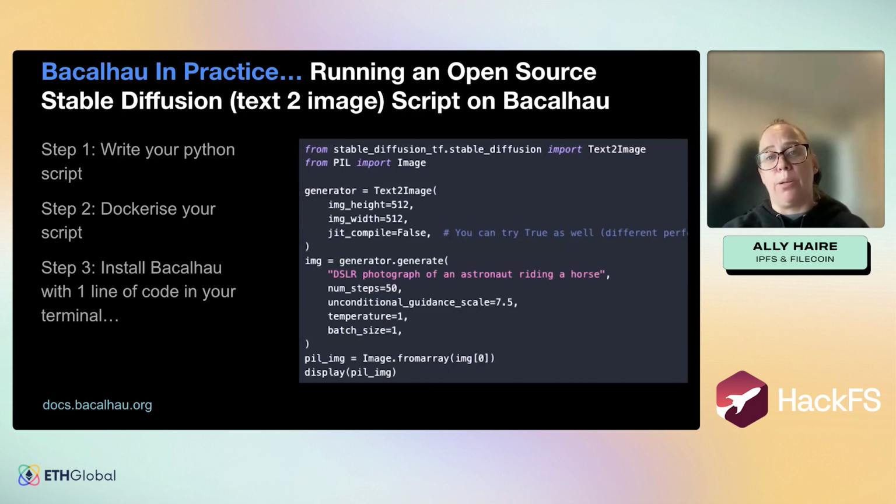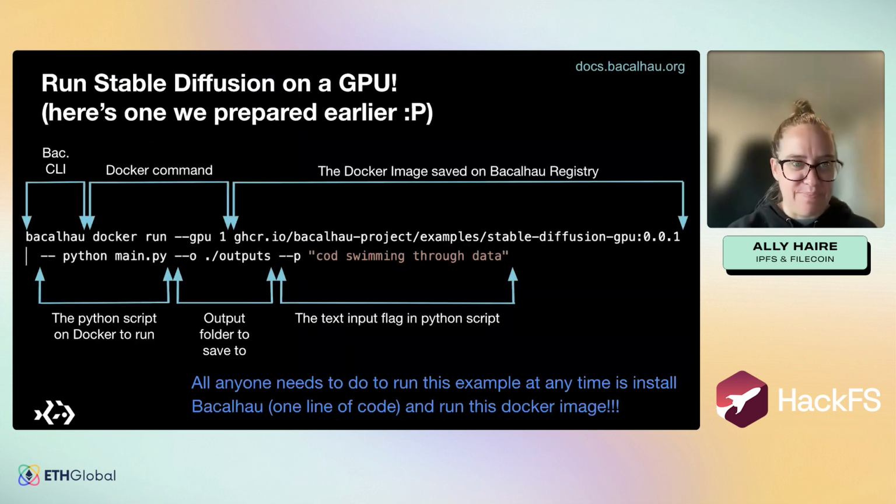Then to use this script on Bacalhau, you really just have to Dockerize it. And finally, install the Bacalhau CLI. If you're going to use Bacalhau, you've got to install it, but it's just one line of command line code, I swear, super simple. You can then run this Dockerized script anywhere using the Bacalhau CLI, as you can see here.